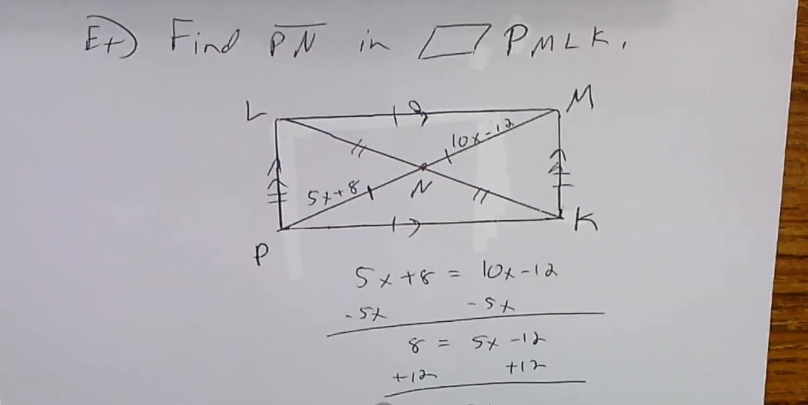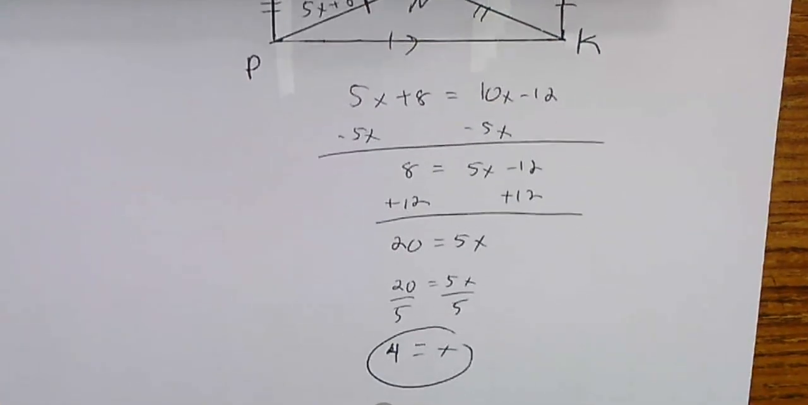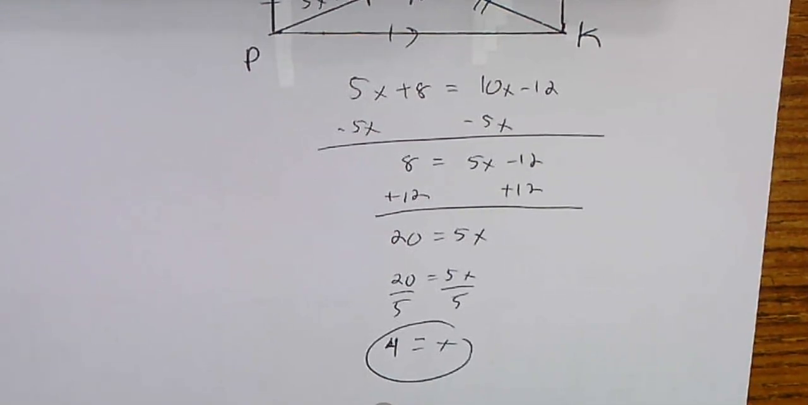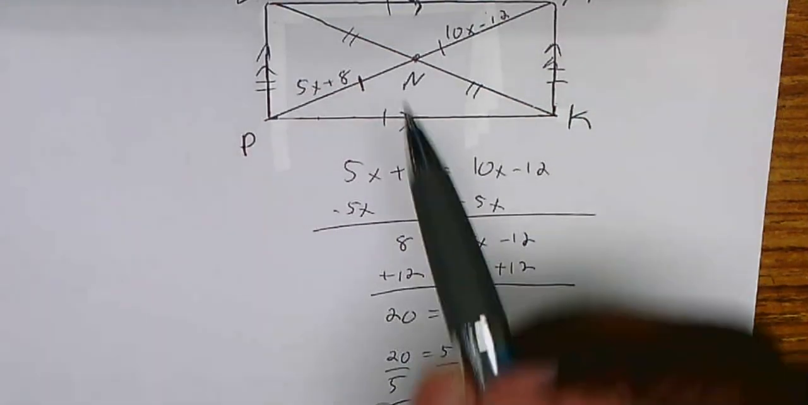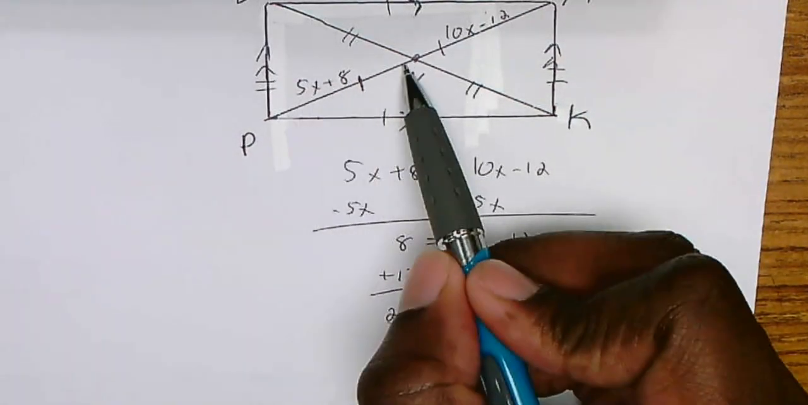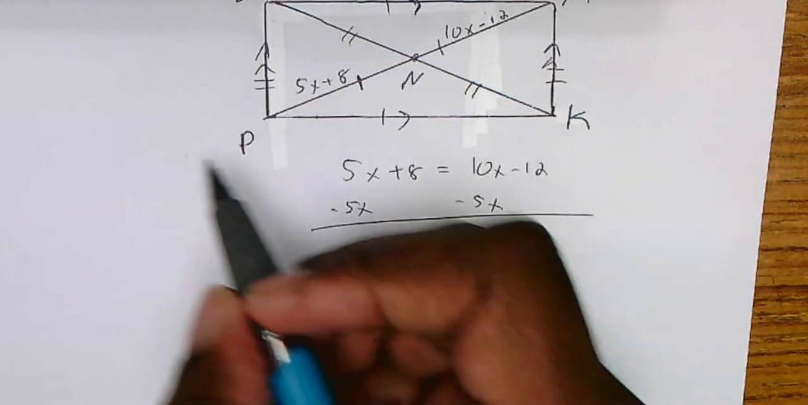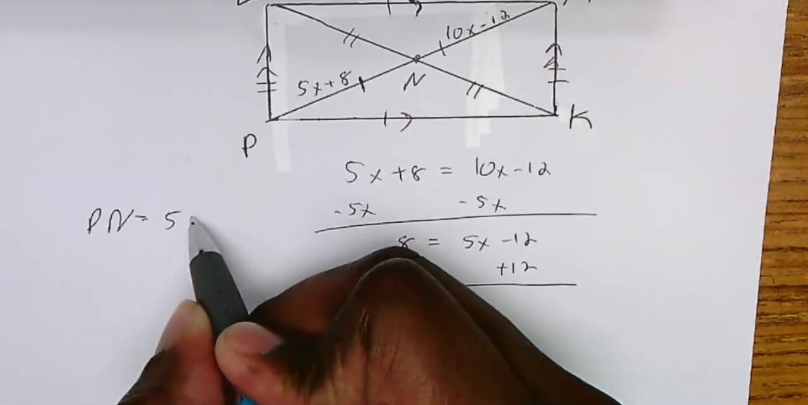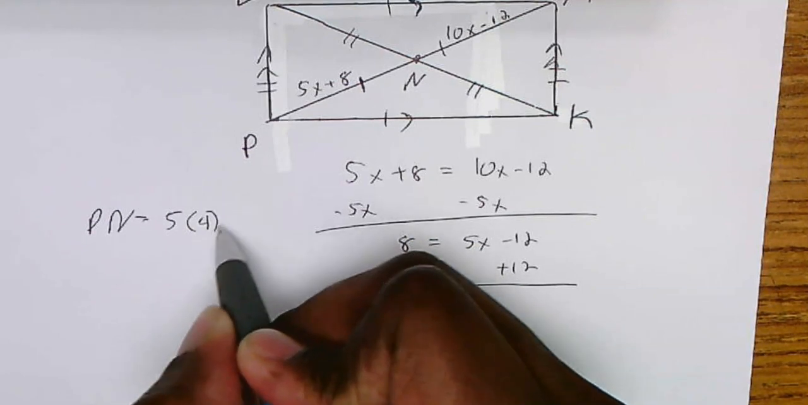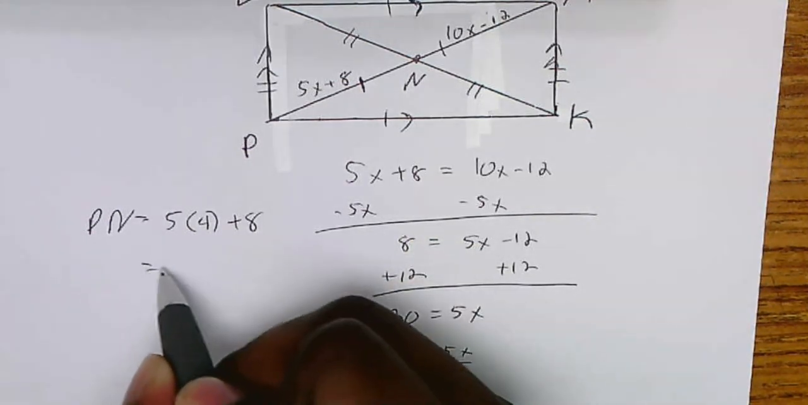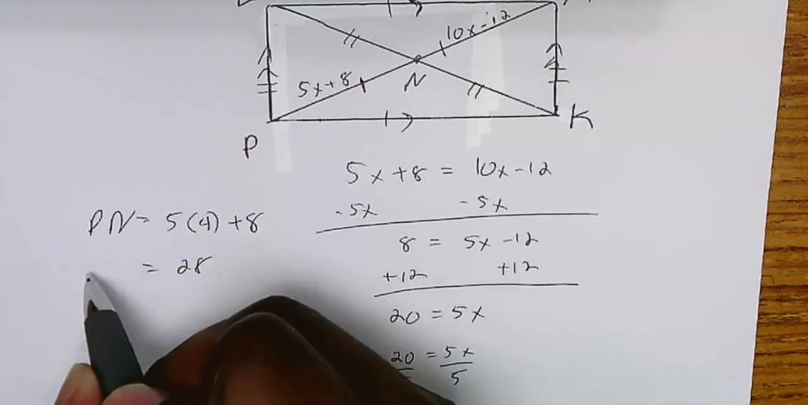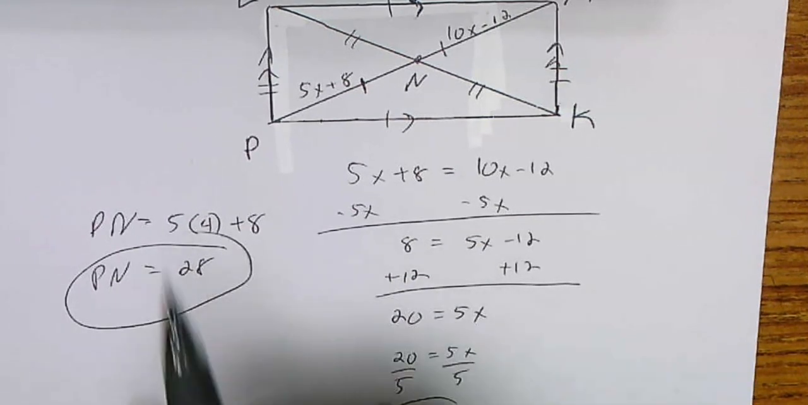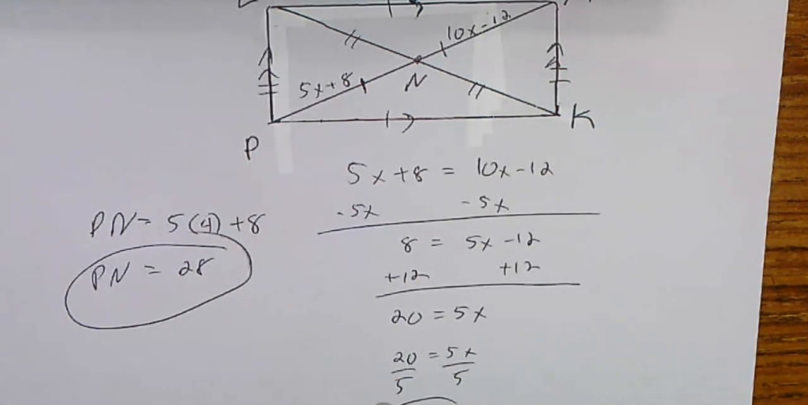After doing the math, you should have found that x was 4. Because the x we defined PN with, which is here, I need to go back and plug in 4. So PN equals 5 times 4 plus 8, or 28. So PN equals 28. All right, that's all I have. Good luck.